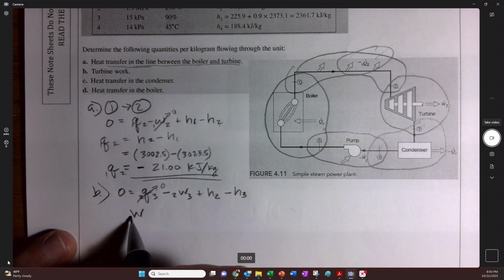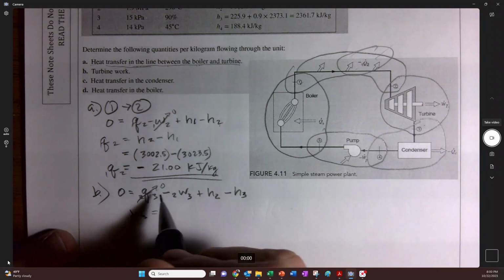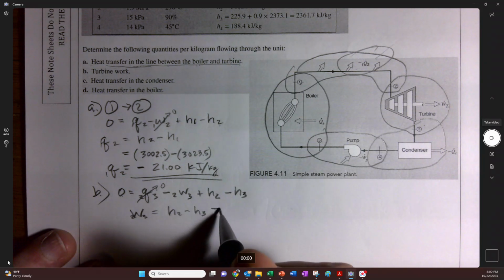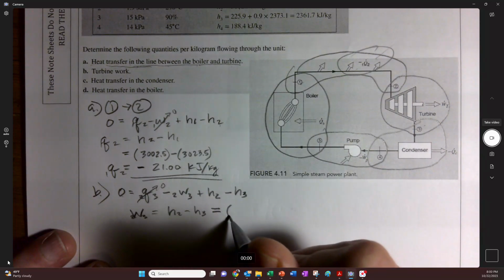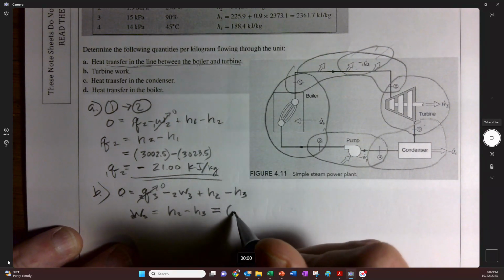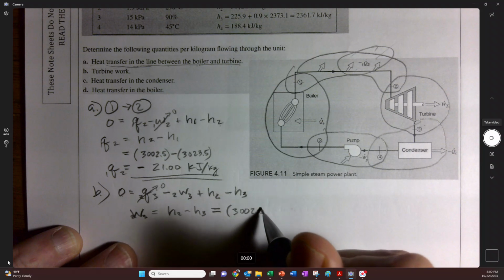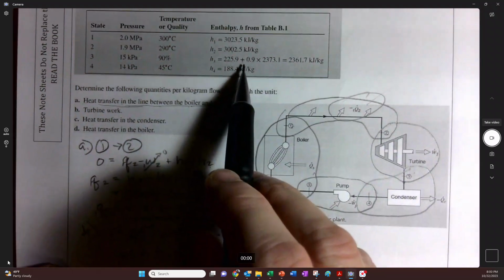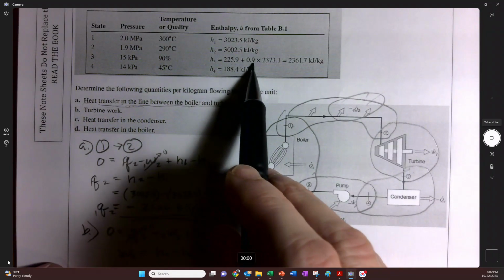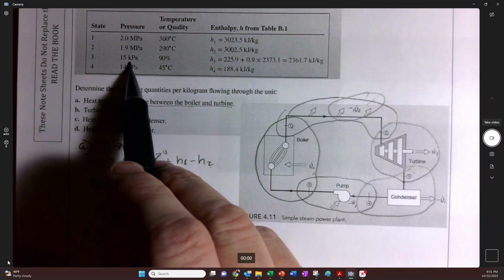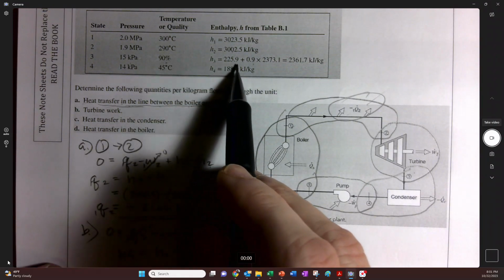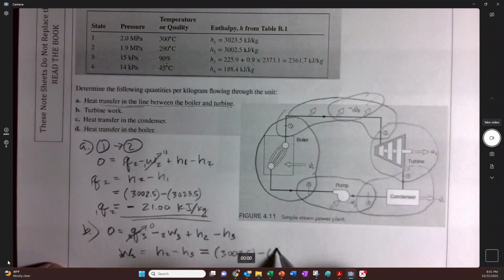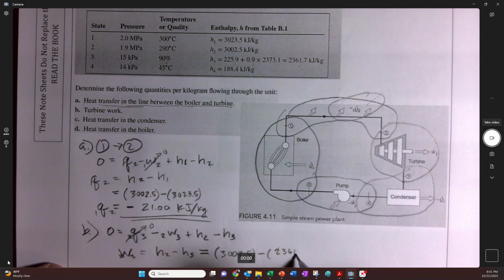So we can say that W2 to 3, bringing it onto the other side of the 0, is going to be H2 minus H3. And so H2 is 3002.5. And we're going to subtract out H3, and they already did that for us. They already looked this up at these conditions, right? So they had that pressure, and with this quality for saturated, we got this amount. So that's how much enthalpy is at that spot, 2,361.7.